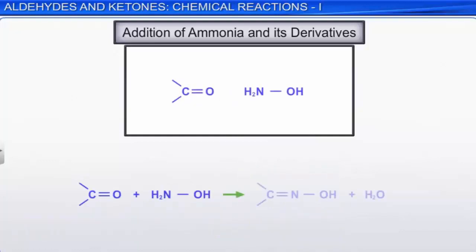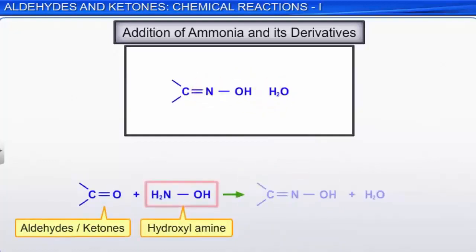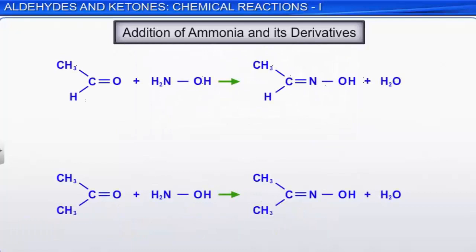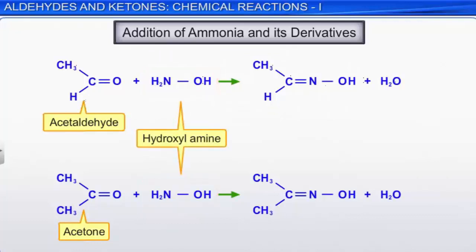Aldehydes and ketones react with hydroxylamine to form the corresponding oximes. For example, acetaldehyde and acetone react with hydroxylamine to form acetaldoxime and acetoxime respectively.